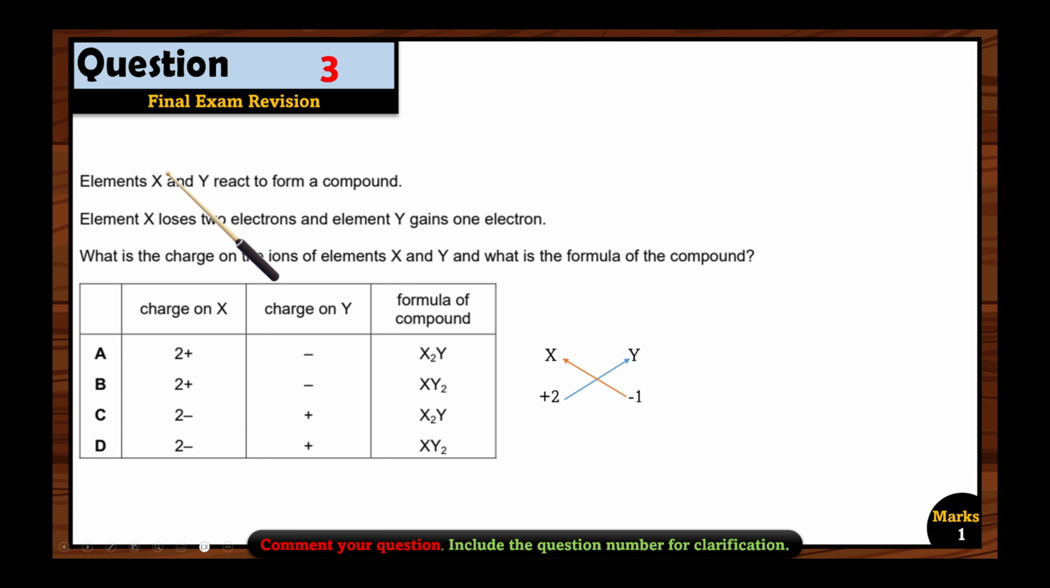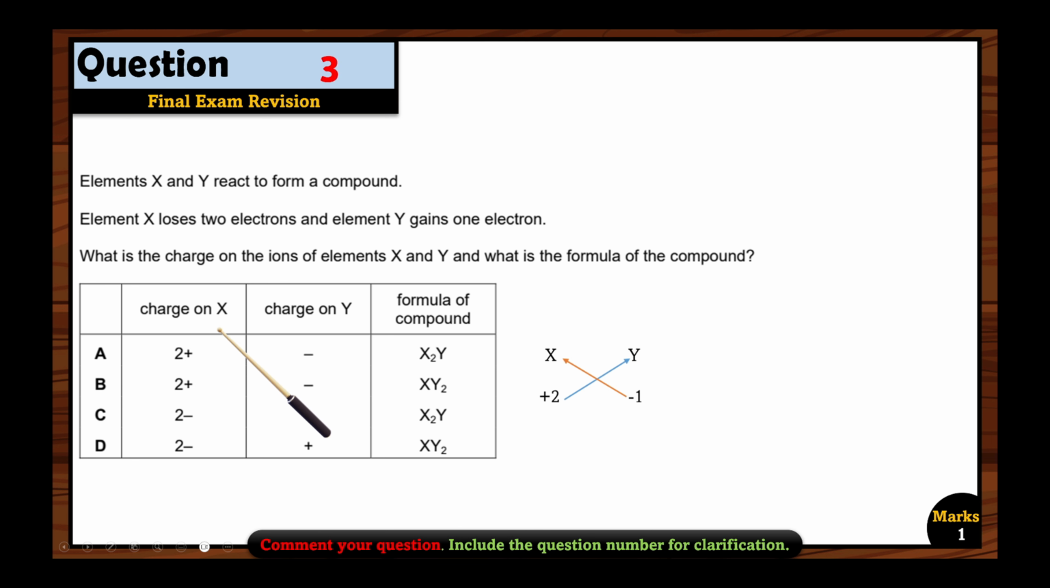Question number 3. Elements X and Y react to form a compound. Element X loses 2 electrons and element Y gains 1 electron. So what will be the oxidation state of X? It loses 2 electrons, so it means it will have a positive charge. Losing electrons will always give you a positive charge. And how many electrons is it losing? 2. So X has the oxidation state plus 2, whereas Y has gained 1 electron. So the oxidation state will be negative 1.